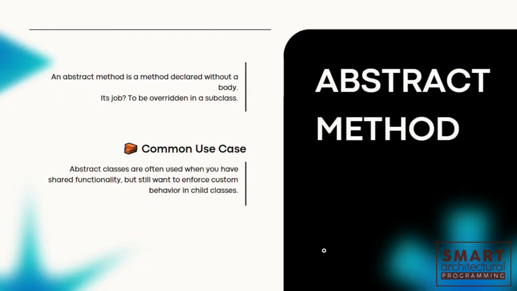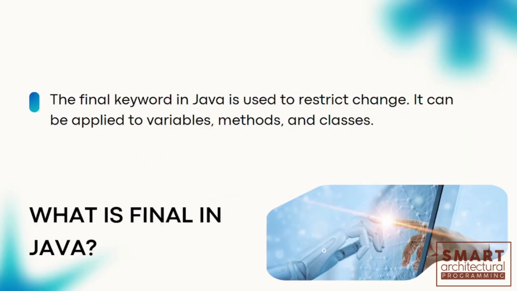So what is the final keyword? At this point, just understanding what abstract methods and classes are is more than enough for you to move forward. So let's move into the final keyword, right? What is the final keyword in Java? The final keyword in Java is used to restrict change. It can be applied to variables, methods, and classes. We'll focus on methods and classes for this particular video.